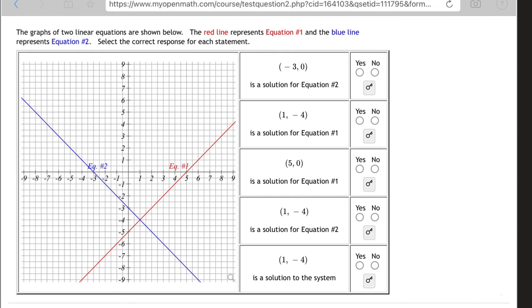So we got the first one here. Is negative 3, 0 a solution to equation 2? So equation 2, negative 3, 0 is right there. So I would say yes. So I'm going to enter, if I can, yes. Okay.